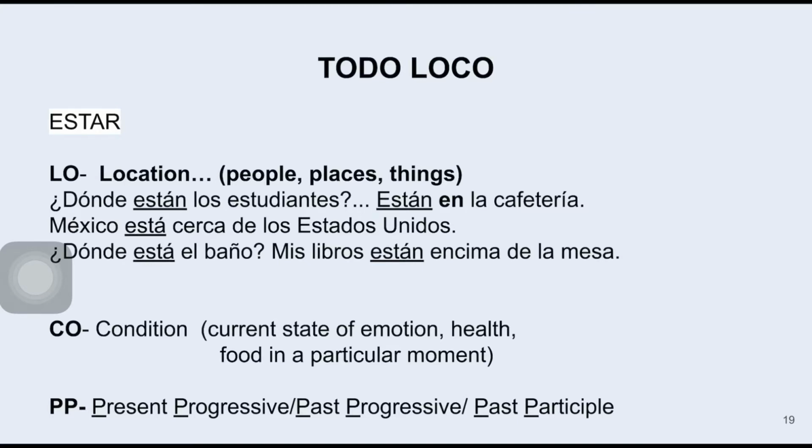And for things, oh, the question everyone wants to know. ¿Dónde está el baño? Where is the bathroom or where is the restroom? Mis libros están encima de la mesa. My books are on top of the table.